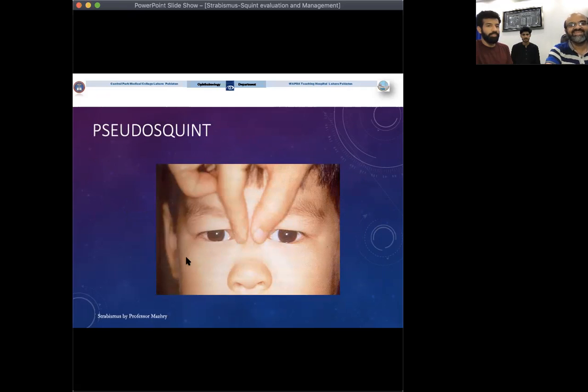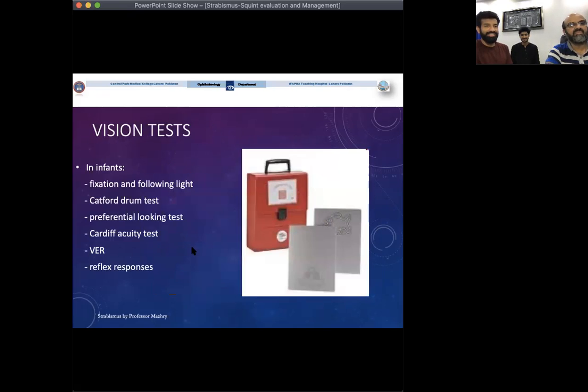Pseudo squint. See, the examiner is pinching the nose so that the intercanthal distance is decreased, and now the reflection is right in the center. This is how we assure the mothers that this is because of the depressed nasal bridge, or pinna nak. Chinese look.